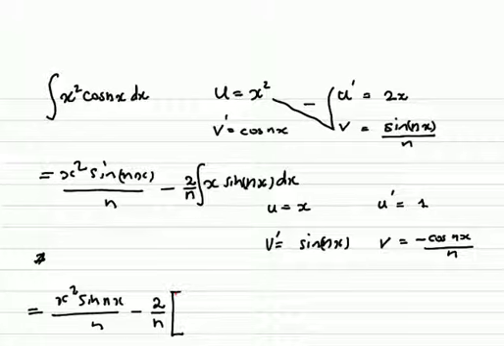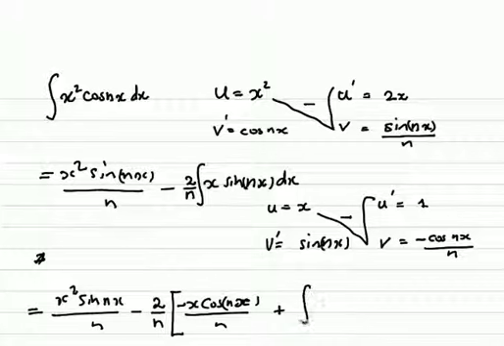Let's have a big square bracket. Now we've got this and that, and the integral sign is going to give us minus x cosine nx all over n, and then this 2, we've got an integral sign with a minus, and then this is going to be a minus and minus will make us a plus. Then you've got the integral of cosine nx dx, and you can have a 1 over n outside the integral sign, then you stop there.